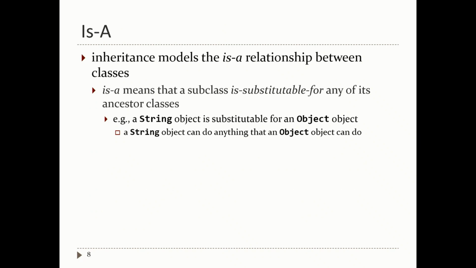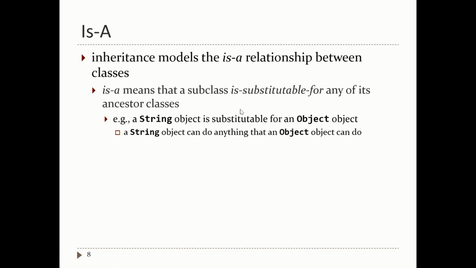Okay, so remember, inheritance is a relationship between two classes. So it must model some kind of relationship. It models the is-a relationship between two classes. So is-a means is substitutable for. That's what you really should think about. That's really what you should remember when you think about inheritance. So is-a means is substitutable for.